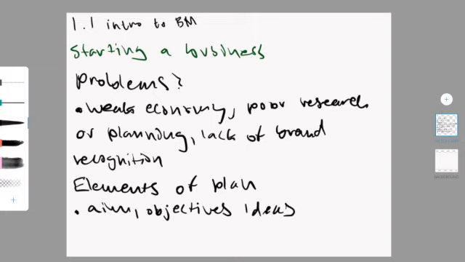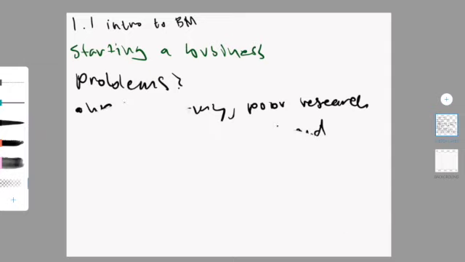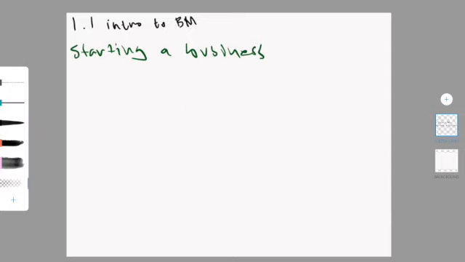So, elements of a business plan. You need an aim, you need your objectives, these are your goals for your business, and you need the actual business idea, the enterprise. Then you need to also include planning for each of the functions of a business. What is your finance plan? What is your HR plan? What is your operations plan? And what is your marketing plan? Those are the important elements of a business plan.